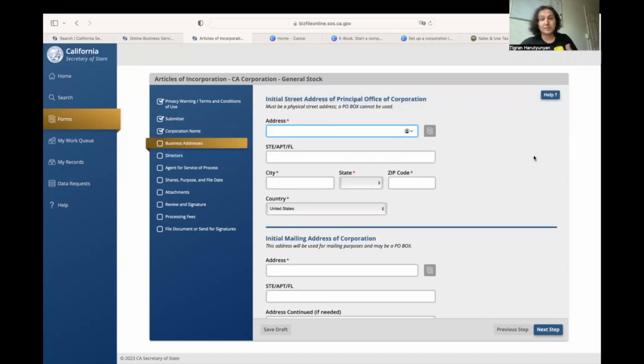Business address. So this is the principal address. It's basically your office. If you're working from home, you can use your home address. But again, it's going to be public. Mailing address, which may be a PO box. Many business owners who do not have an office will just get a PO box and use it there.